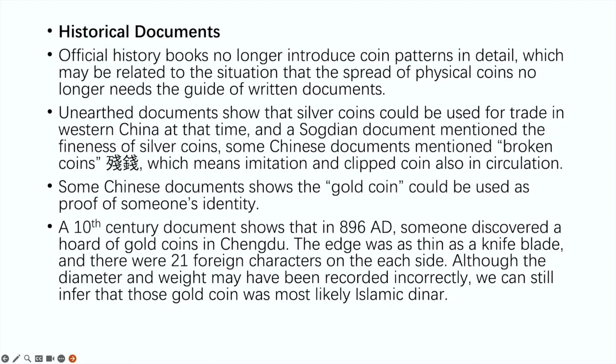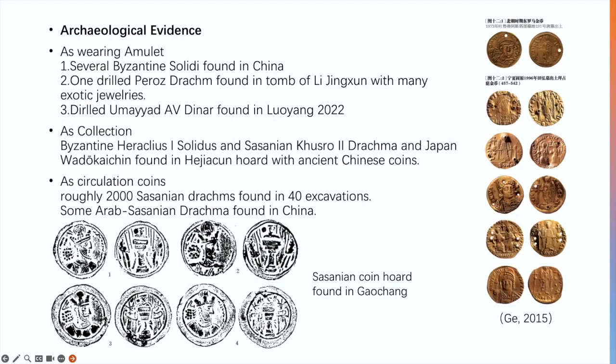Yeah. And here is the archaeological evidence. So basically, there are three situations of those coins. One is wearing amulets. Many of the Byzantine or Byzantine-style imitation solidus were drilled, and some documents say those coins were not actually used as coins. It's more like proof of the identity of some particular person or particular group.